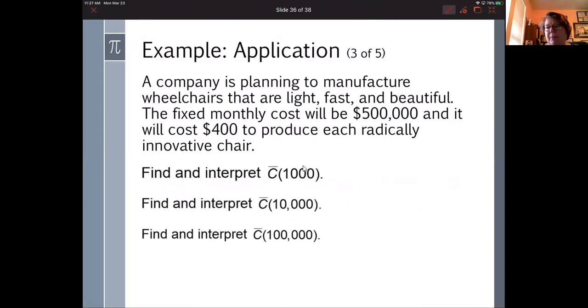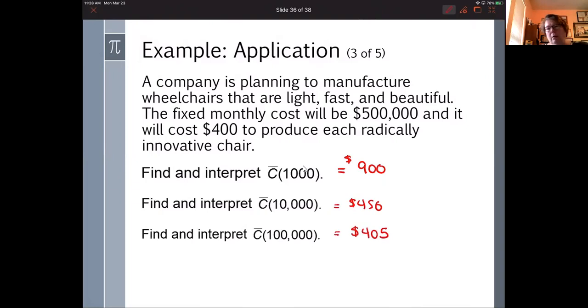All right, let's see what happens when we evaluate this function at various values of x. All right, and I'm going to let you do this on your calculator. So we would take our function C bar of x equals 500,000 plus 400x divided by x, and we'd evaluate for each of these values. When I evaluate it at 1,000, I get 900. When I evaluate it at 10,000, I get 450. When I evaluate it at 100,000, I get 405.